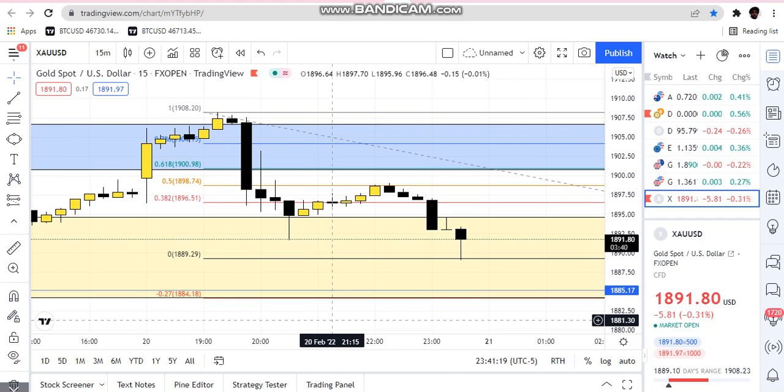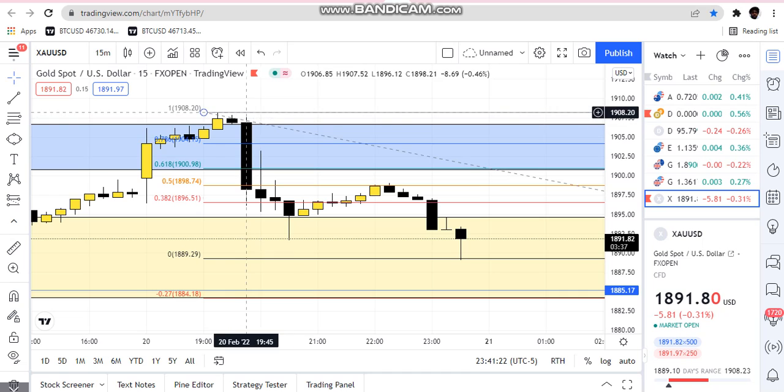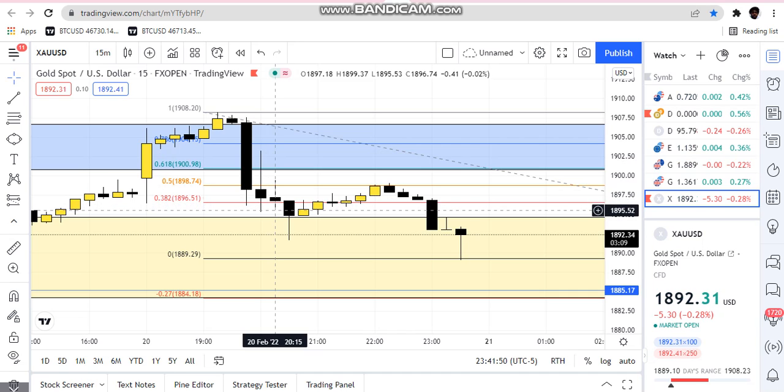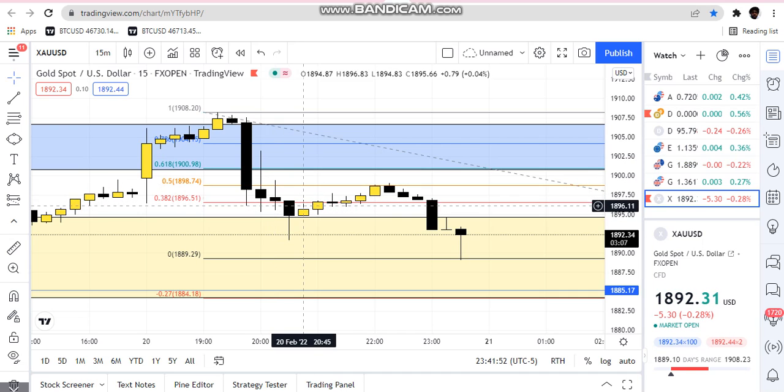Boom, on the 15 as well. Price made a lower low from 1908. You can see February 20th, 2022, price made a lower low from 1908, 1907, all the way down to 1896, and then made another lower high back up to 1903. Made a lower low back to 1895 before making a lower low all the way down to 1891.